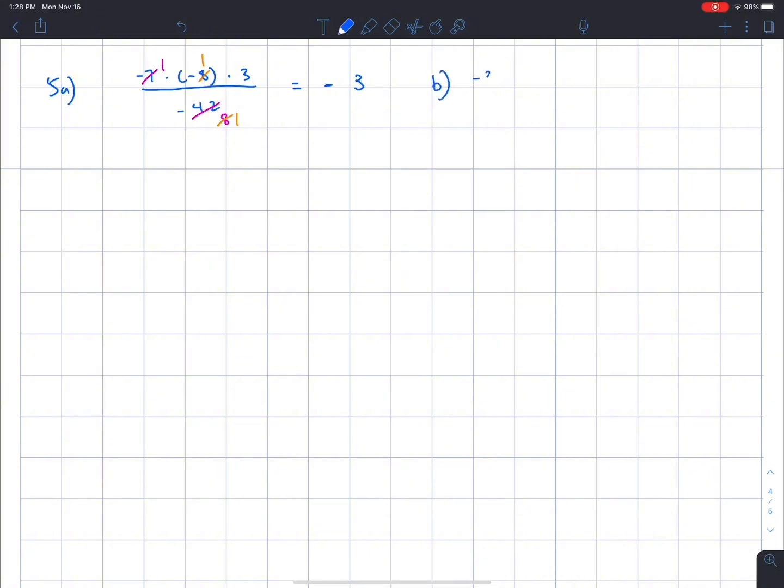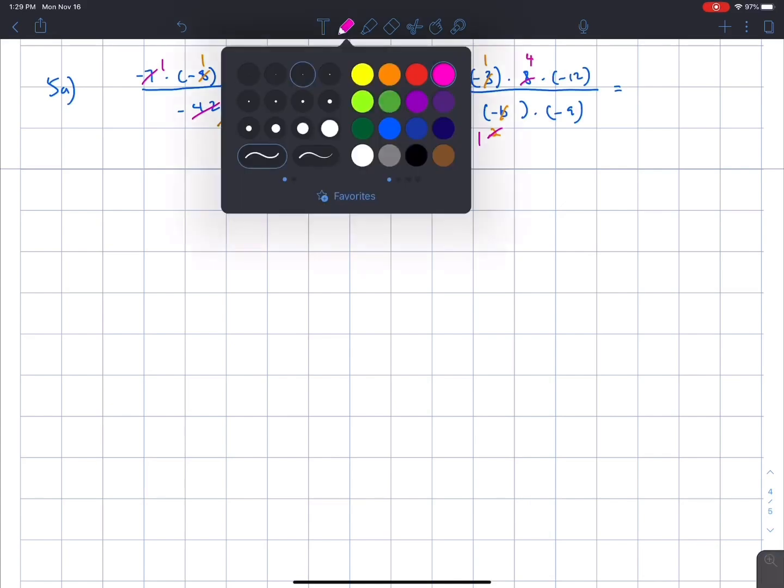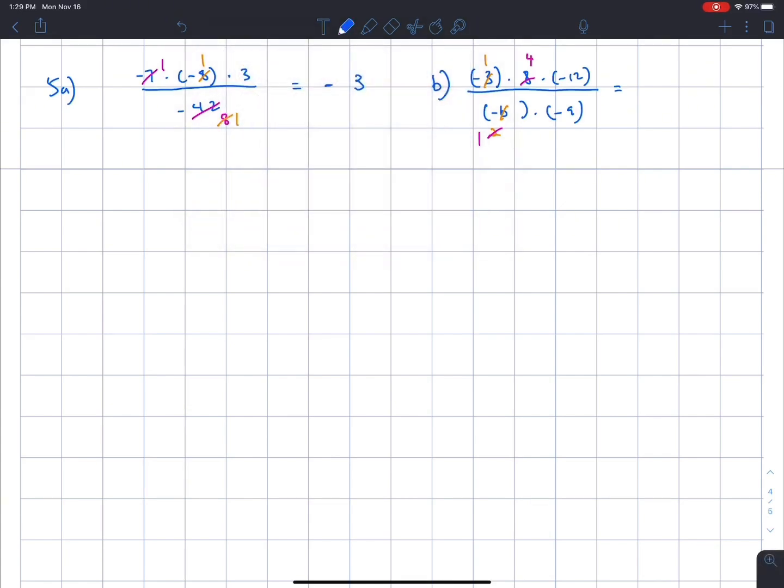B, negative 3 times 8 times negative 12 over negative 6 times negative 9. So we have 4 negatives. 4 negatives is going to give us a positive answer. And now I can try to simplify. I can divide this by 3 to get 1, divide this by 3 to get 2, divide 2 by 2 to get 1, divide 8 by 2 to get 4. And that's it. The numerator will be 48.